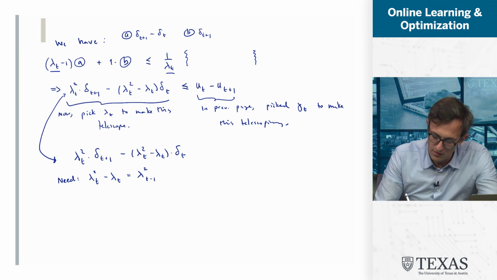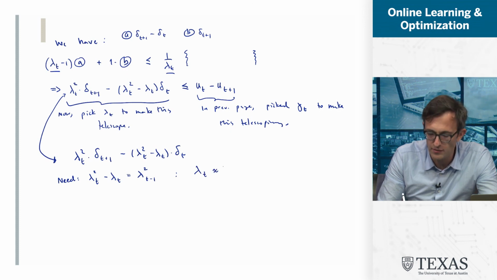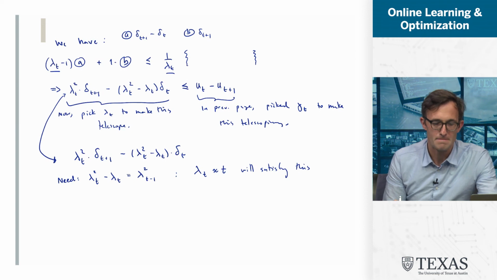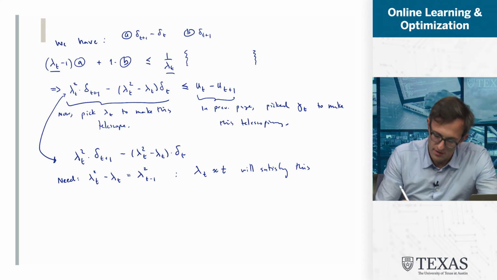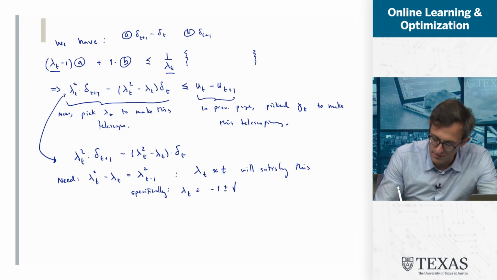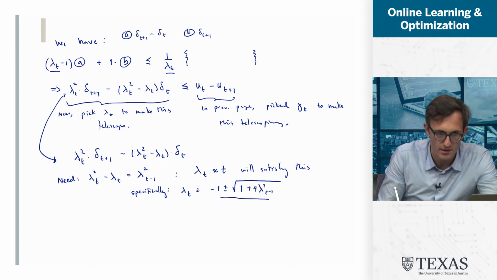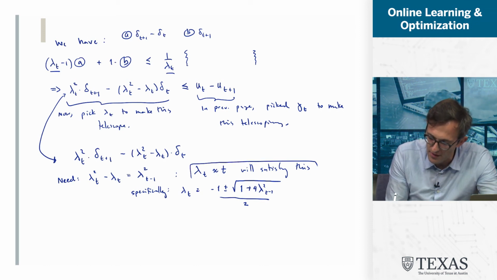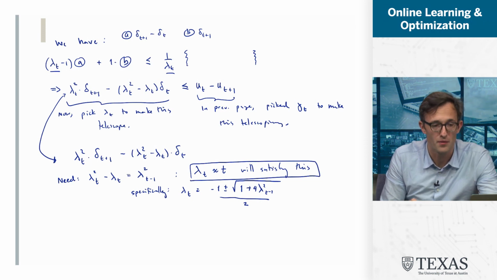Okay, so specifically, we can see that if we have λ_t approximately equal to t, it will satisfy this. So you can think about λ_t as scaling with t, but we can easily derive this recursion. Specifically, what we need is λ_t equal to (1 plus the square root of 1 plus 4 λ squared t minus 1) divided by 2. So we can actually solve it, but really it's important to think about how λ_t scales. It's scaling approximately like t.